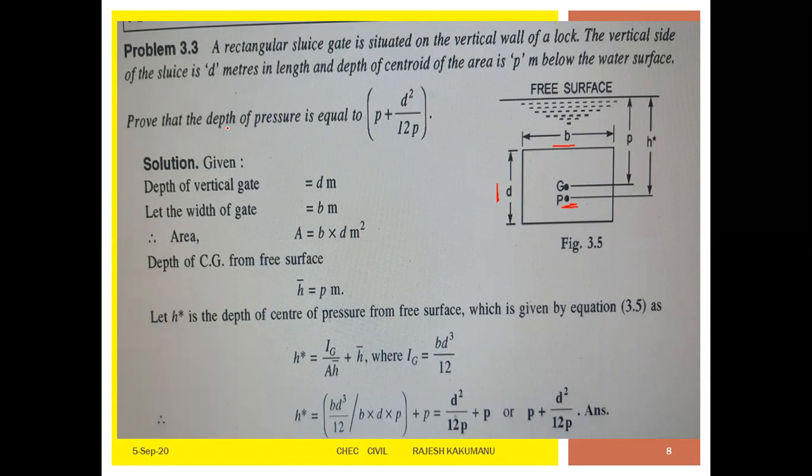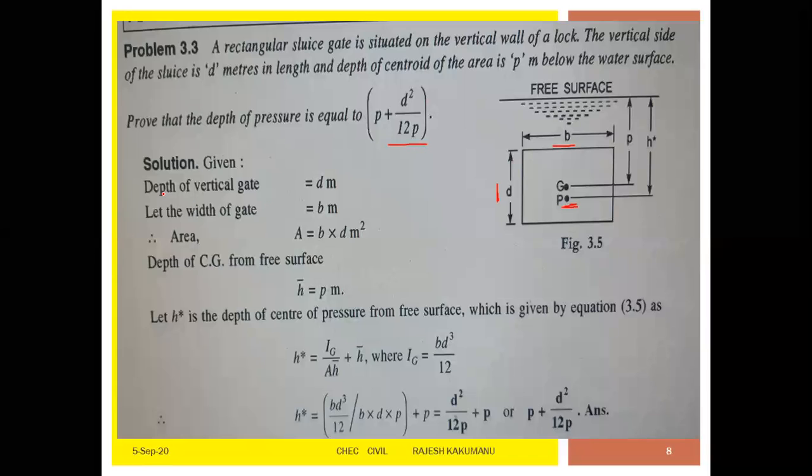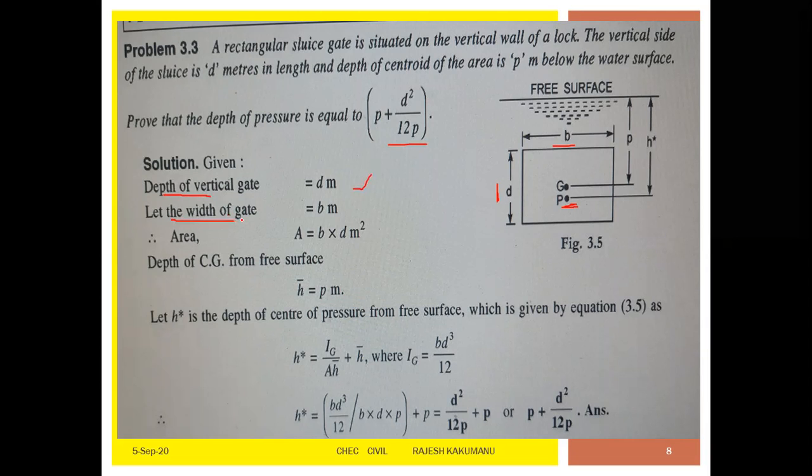Now prove that the depth of pressure is equal to p plus d square by 12p. Now take the given data. What is the depth of the vertical gate? d meters. Width of the vertical gate? b meters. Next, what is the area? b into d. What is the depth of CG, the depth of center of gravity? H bar is equal to p meters.